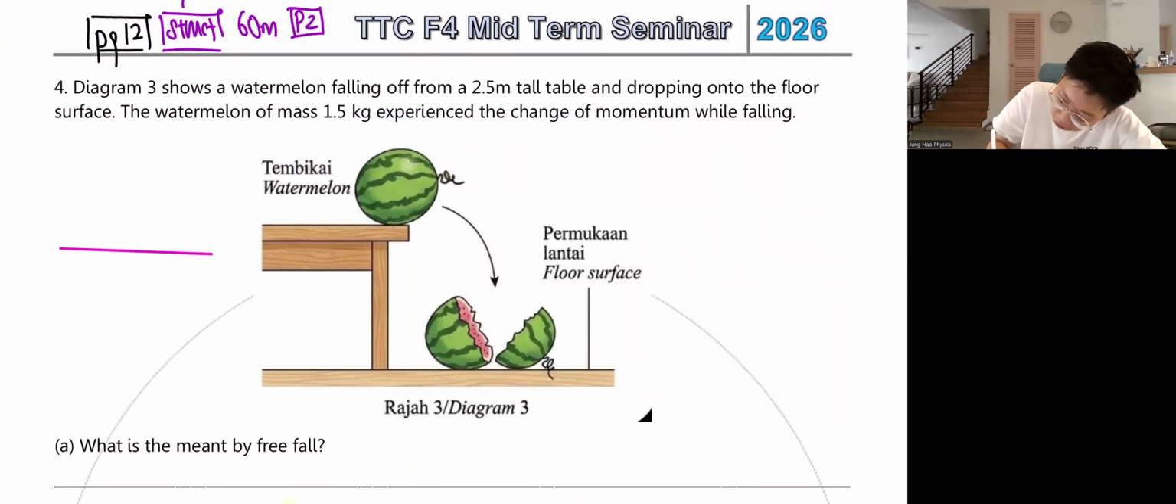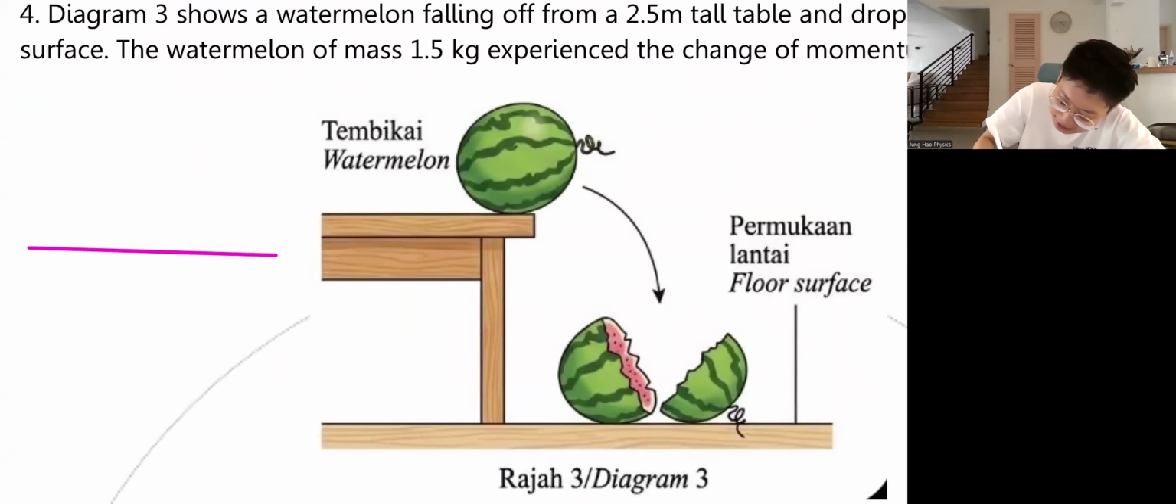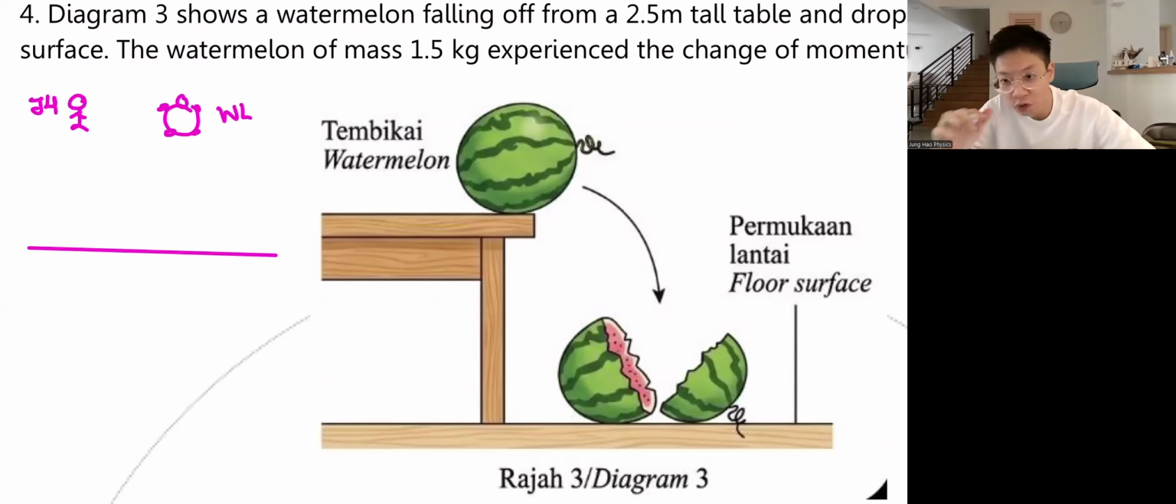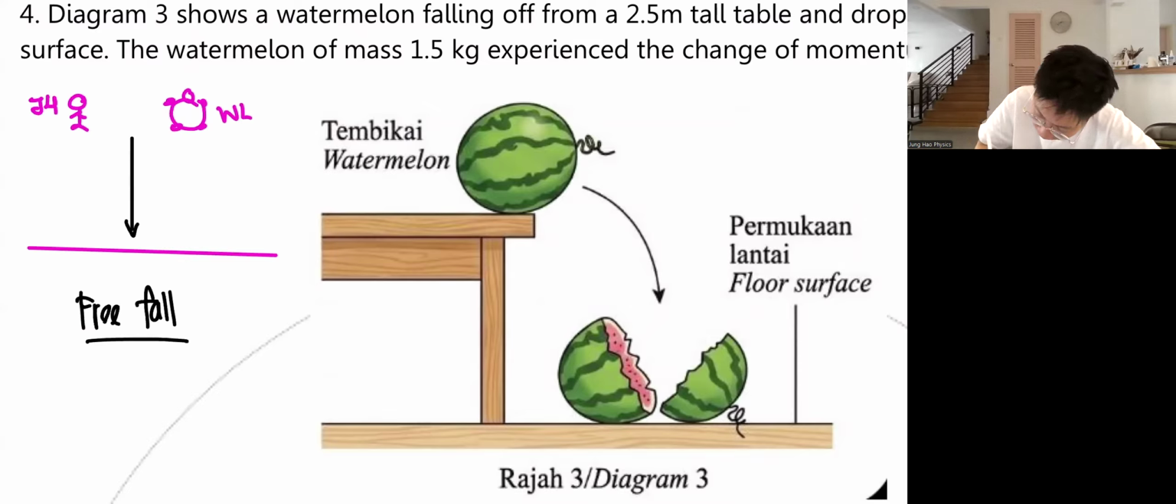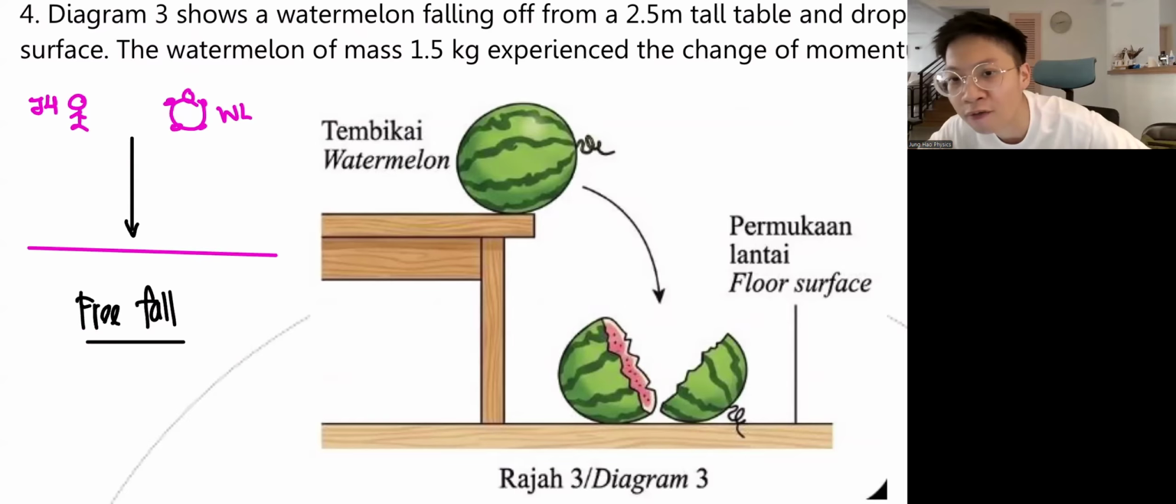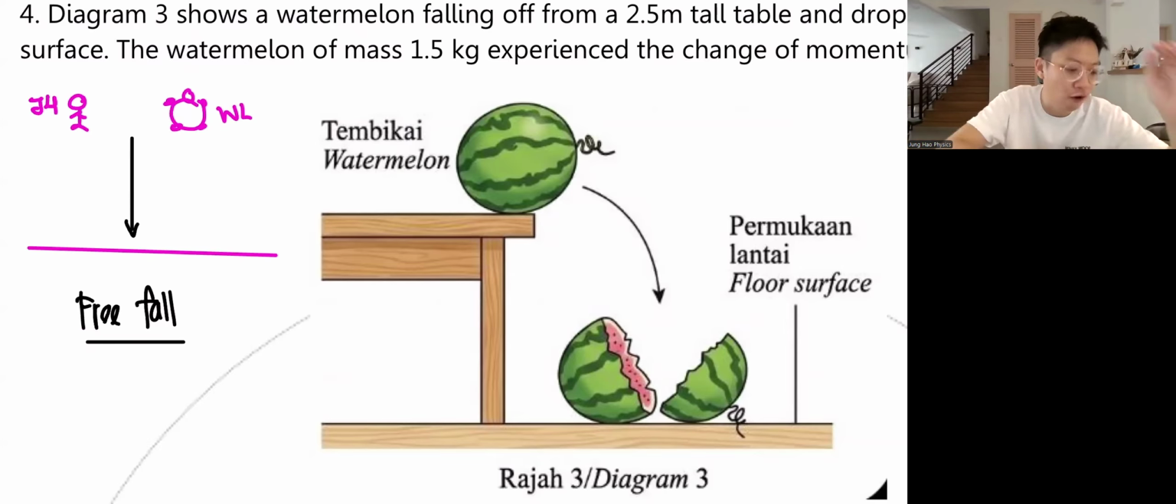Now, let's say this is Junghao, and let's say maybe this is Wailun. If you don't know who Wailun is, he is the chemistry teacher. If we both drop down under free fall condition, who will reach the ground first? Under free fall condition, who will land on the ground first?